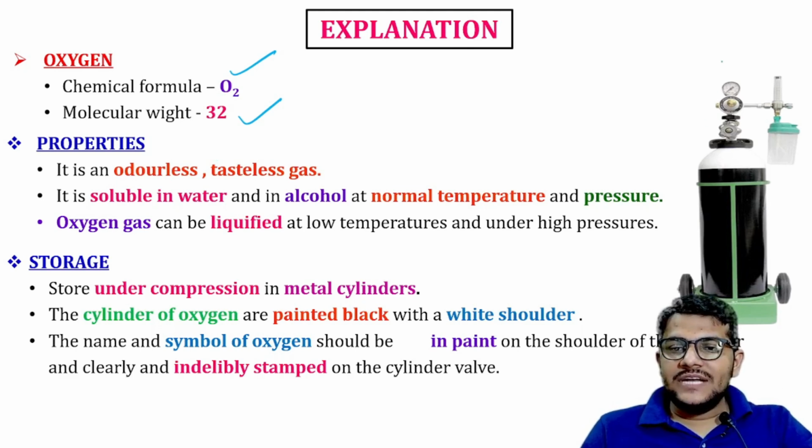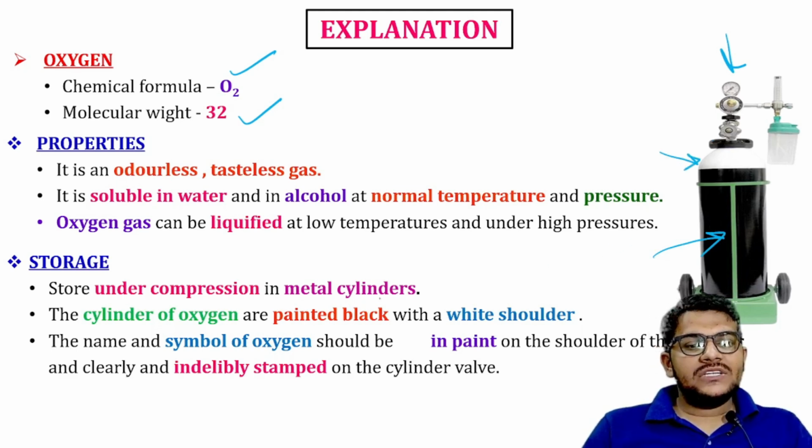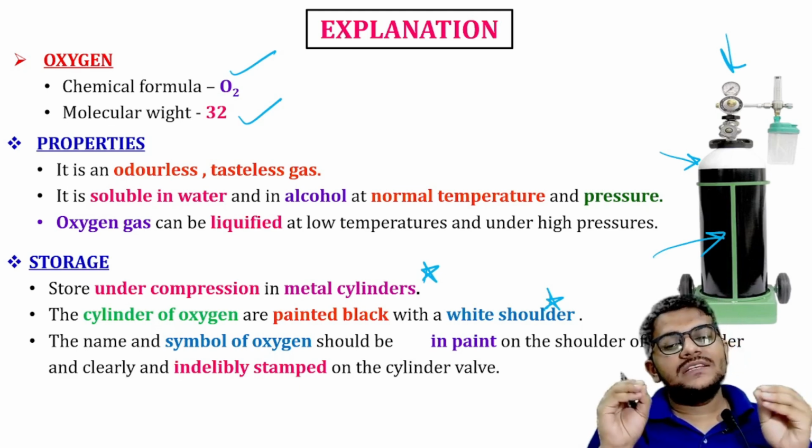You are able to see the diagrammatic representation of the oxygen cylinder, having a black body and a white lining on the top. As for storage conditions, we have to store it in a metallic cylinder painted black, with a white shoulder. The name and the symbol of the oxygen should be on the cylinder, clearly indelible in the stamp and the wall.